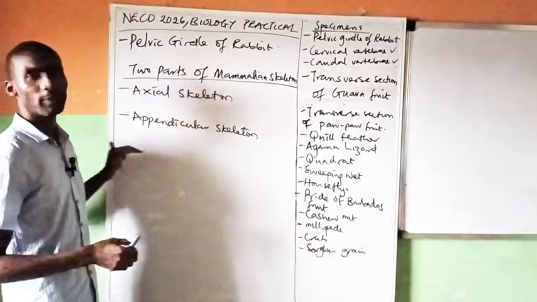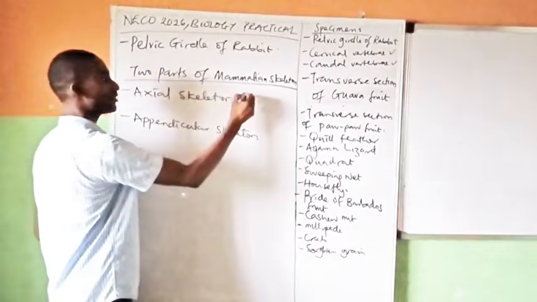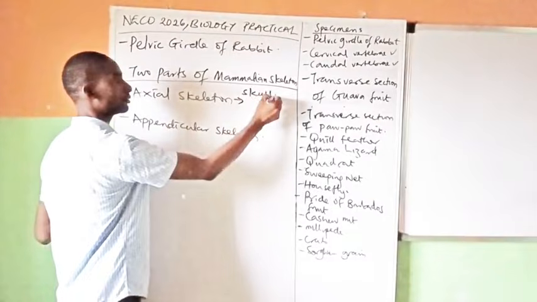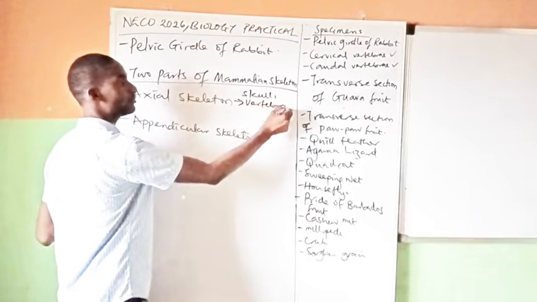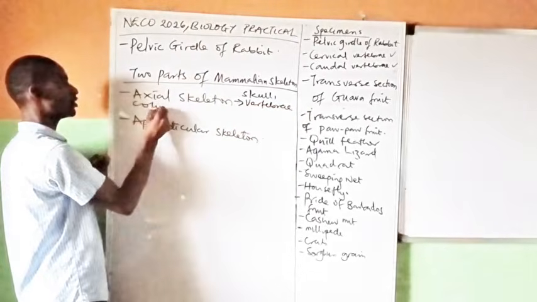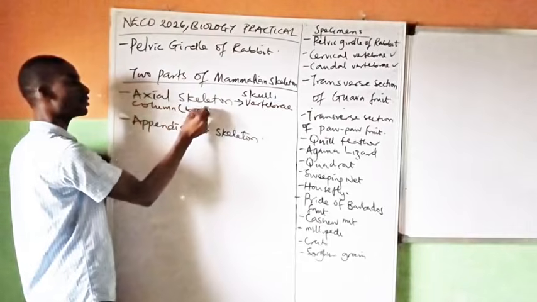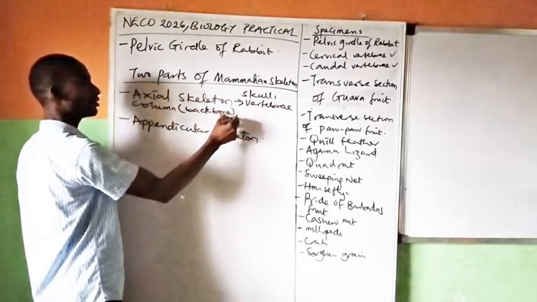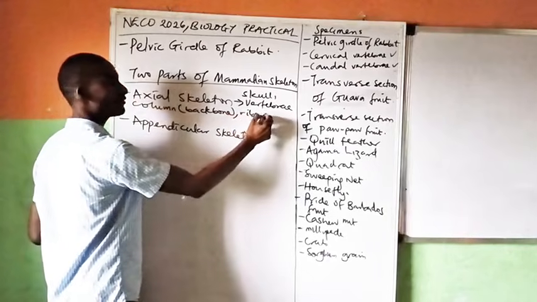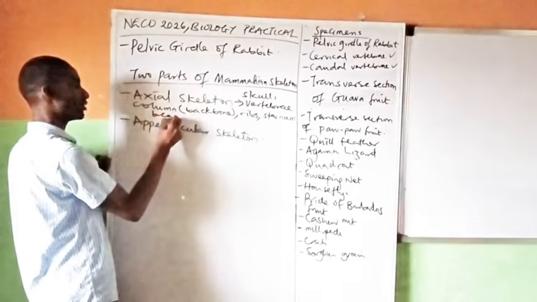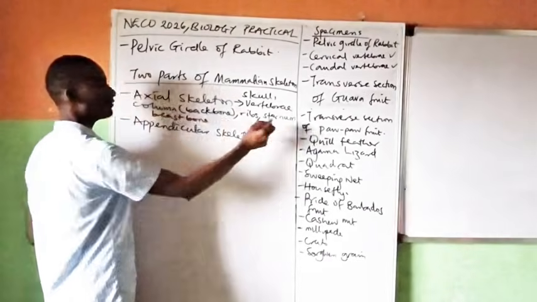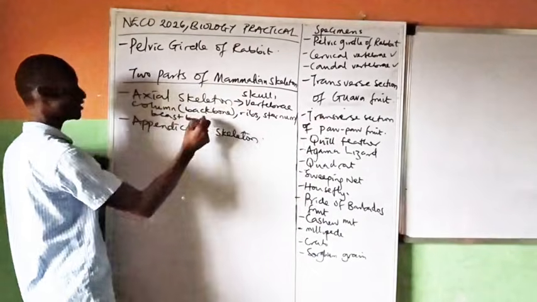What makes up the axial skeleton? We have the skull, the vertebral column, which is also called the backbone. You have the ribs, you have the sternum, or the breastbone. So another name for the sternum is the breastbone.